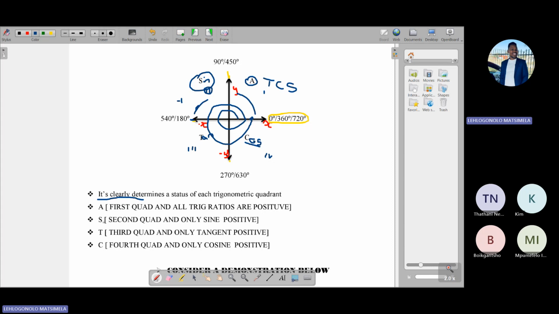So the second one, the S, like I said, the S is for sine. So it means only sine in the second quadrant is positive. If you have tan in this quadrant, tan is going to be negative. Then cos also, for example, is going to be negative.